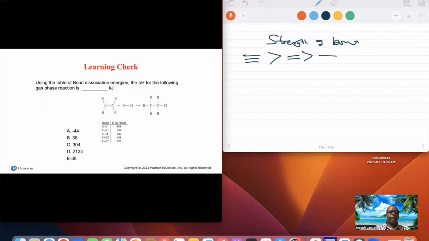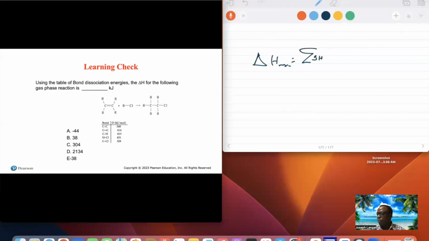Let's see, how do we calculate the enthalpy of reaction for this? The enthalpy of reaction is given by the summation of bond enthalpies for the reactants plus the summation for the products. Remember, these are negative. If I want to calculate for this, you ask yourself how many bonds are broken for each one of them.